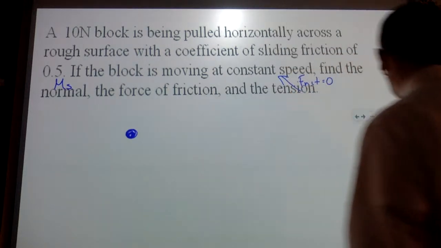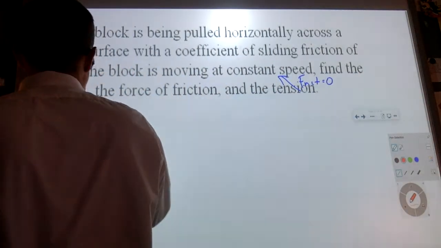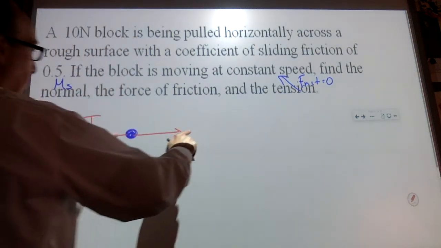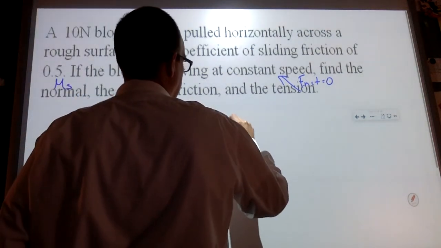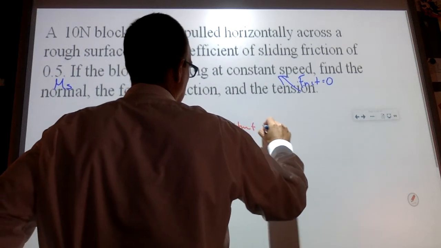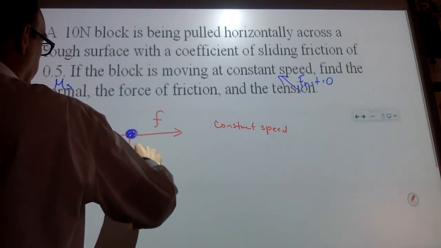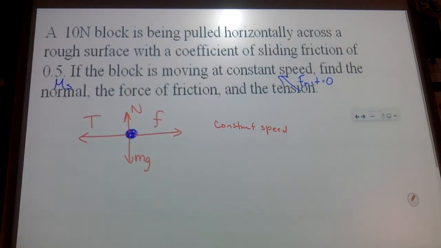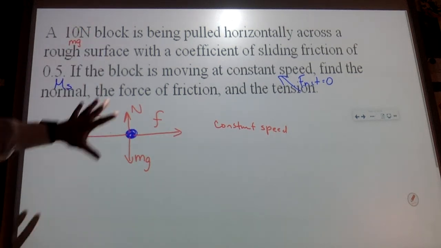All right, so there's my dot. That's going to be my block. I'm going to put down the forces on this block. And I'm going to say that, okay, it is being pulled. I have an equal and opposite force that is friction because it is not speeding up. And we also have weight going down and normal going up. All right, so I know the weight because that's 10 newtons. So I'm going to find out what the normal is.